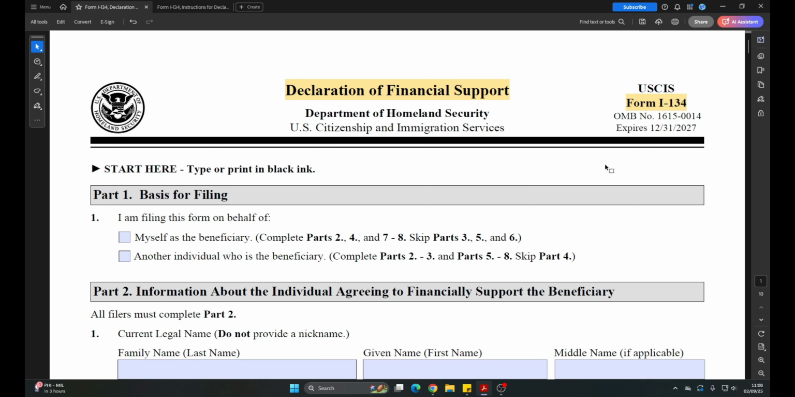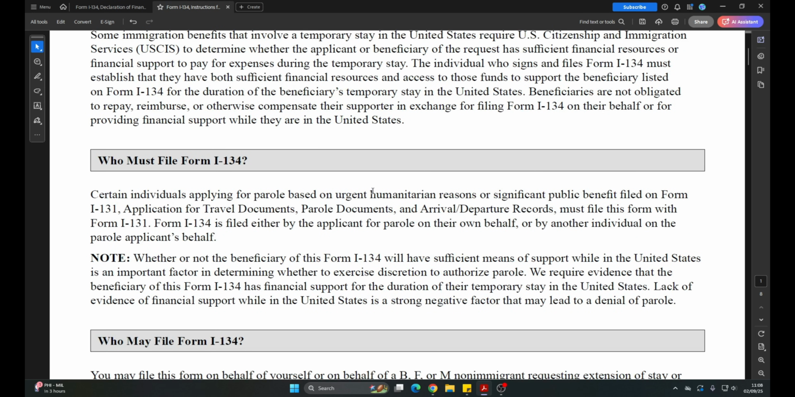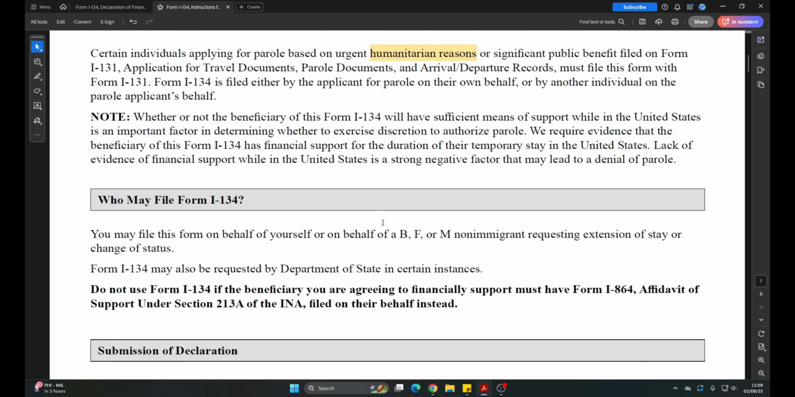K1/K2, fiancé visa cases if that is requested by the Department of State from you. Another reason you might want to fill out this form is for humanitarian parole. This can also be requested from B applicants, F and M applicants. So students, tourists, some DV lottery winners also may be requested to submit this form.